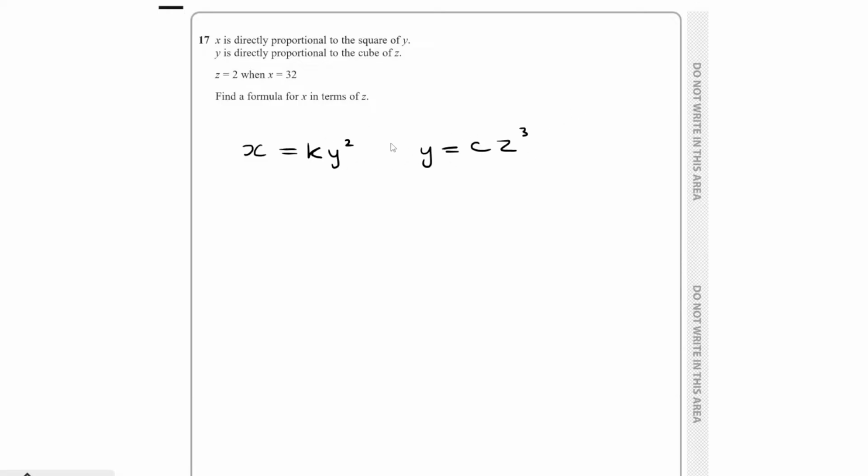So I'm setting up these 2 equations. K and C, as I said, are just constants. They're just numbers that we right now don't know. They've then said that z is 2 when x is 32. Find a formula for x in terms of z. So what they want is x equals, as a subject, something, something, something, z. That's what we're looking for. So do you see how that means we don't want y? And we also don't want k or c. The only letters we want at the end are z and x.